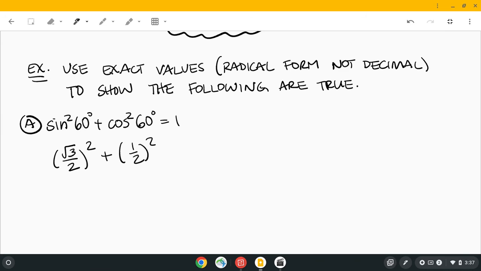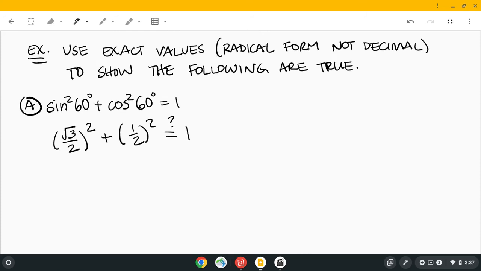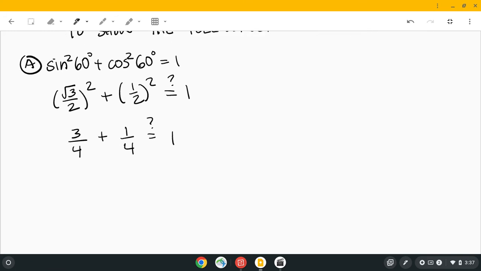And we want to know, does this really equal 1? Well, let's see. Over here, square root 3, when I square it, I get 3. 2 squared is 4. 1 squared is 1. 2 squared is 4. Does this equal 1? I can add these two fractions. They have the same denominator. 3 plus 1 is 4. 4 over 4. Does this equal 1? Yes, it does. 1 does equal 1. It checks.